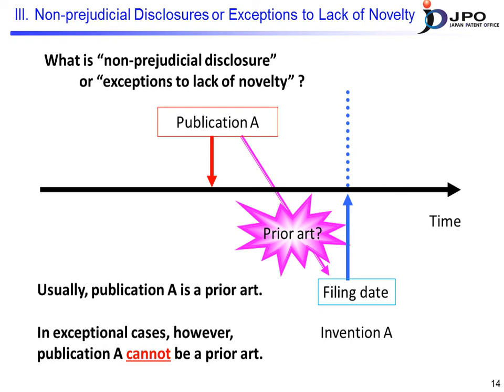In this example, Publication A was disclosed before the filing date, and the technology described in Publication A is involved in the scope of the claimed invention. Usually, Publication A is a document of prior art and novelty would be denied. However, in exceptional cases, Publication A cannot be a prior art. What the exceptional cases are differs from one country to another.